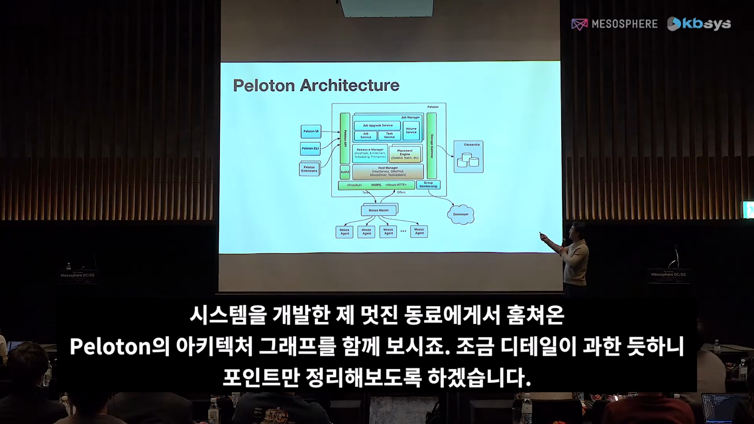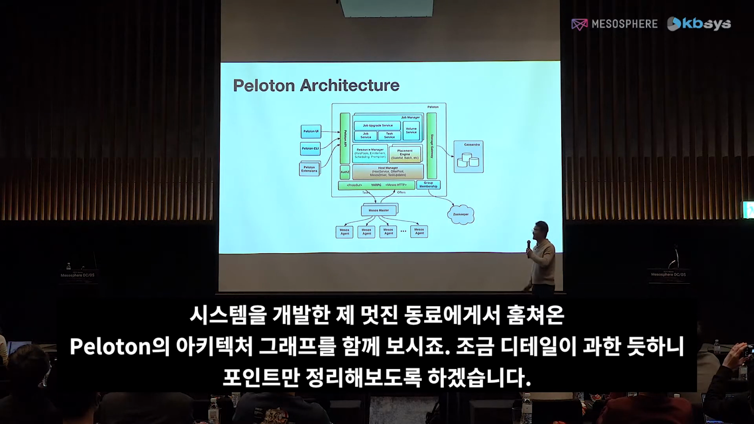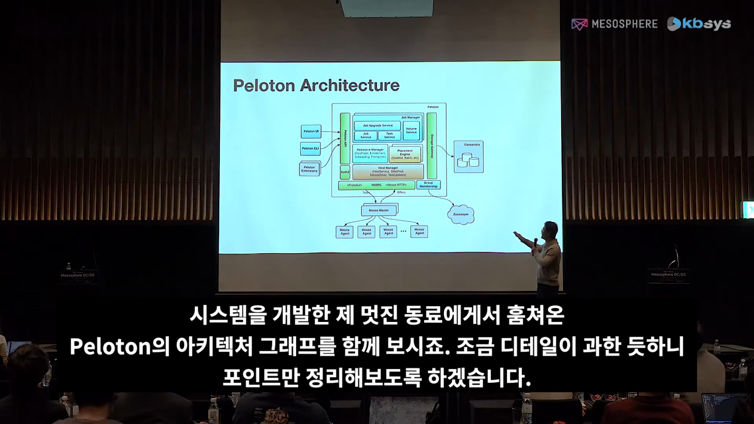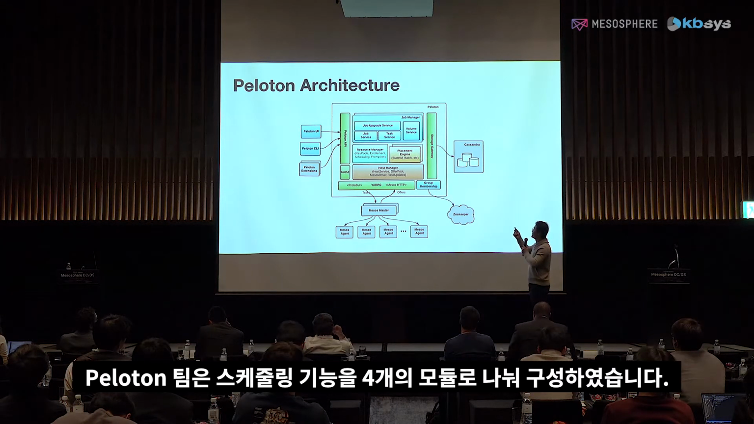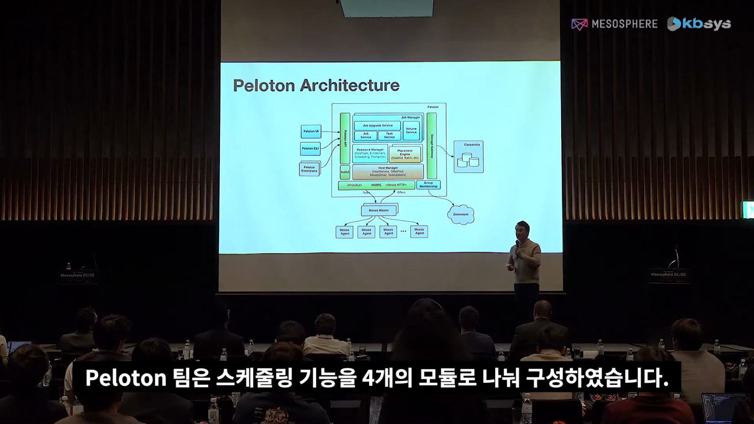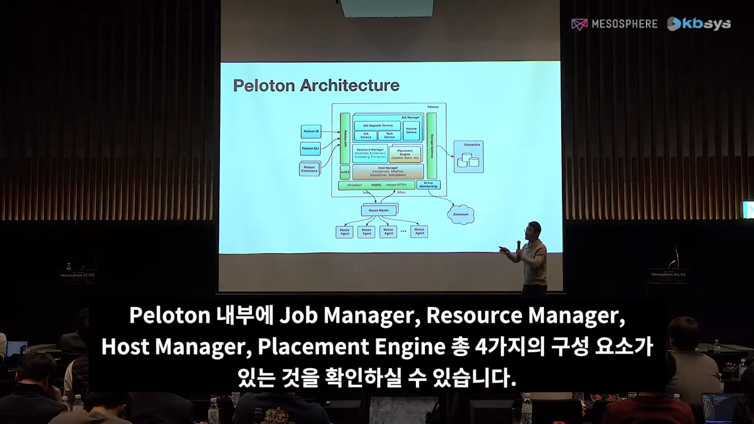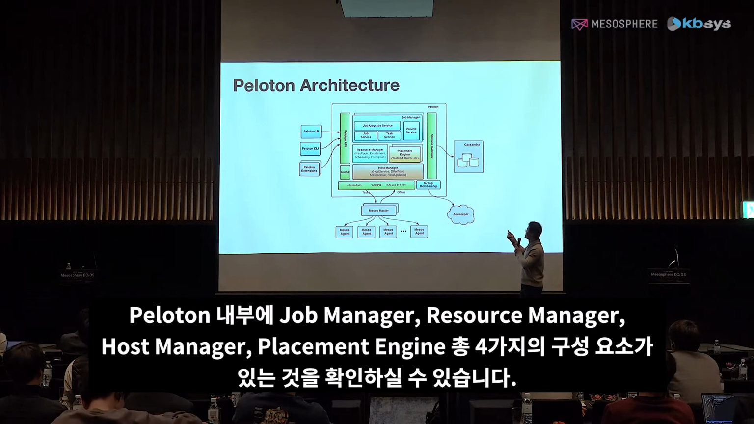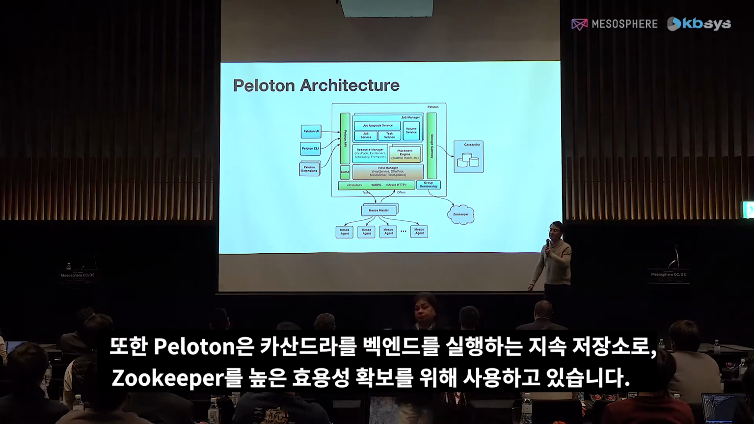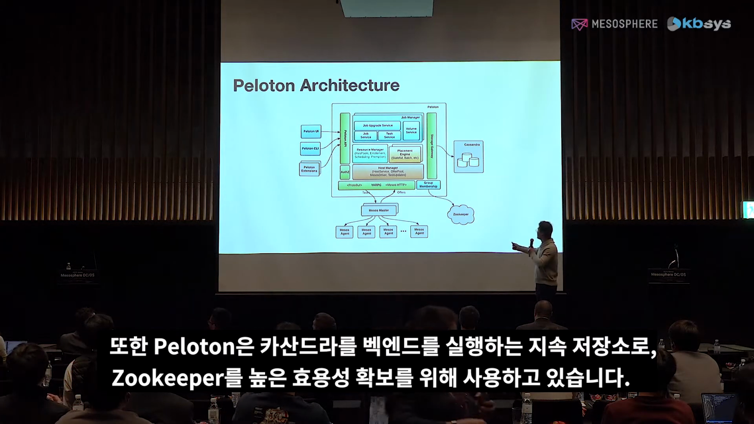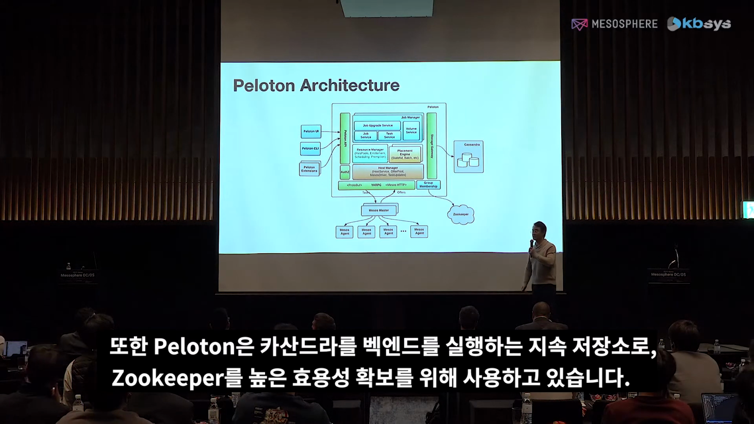Let's take a look at the architecture graph of Peloton. This is a graph I stole from my awesome co-workers who built this system. It's a little bit overkill. There are a lot of implementation details inside this project, but let me try to abstract some key points. The Peloton team divides the scheduling functionalities into four modules, which reflect four different components inside this Peloton project: job manager, resource manager, host manager, and a placement engine. Peloton also uses Cassandra as the persistent storage powering its backend, and Peloton uses Zookeeper as a common solution for leader election to achieve high availability.